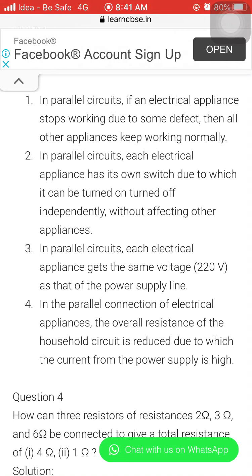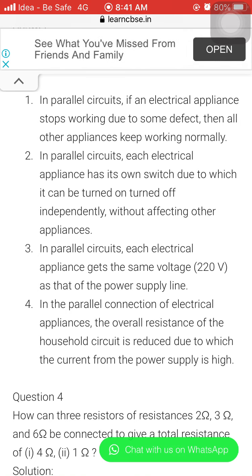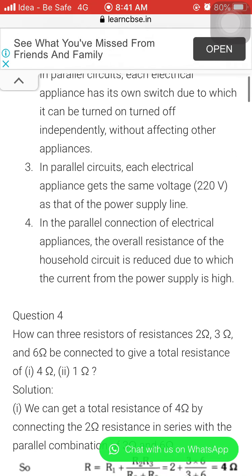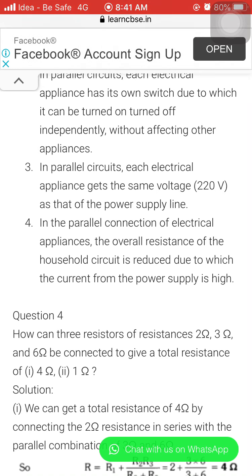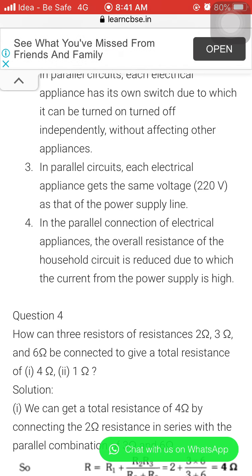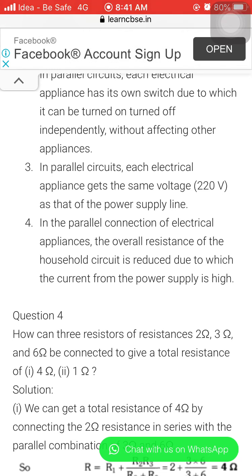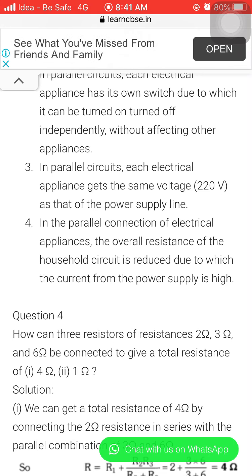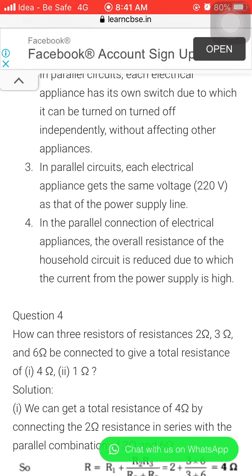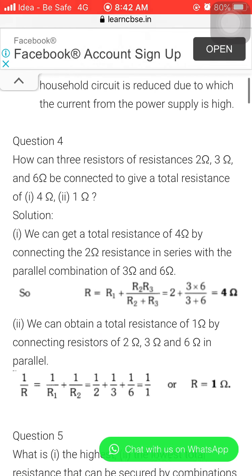So here we can control the functioning of each appliance without affecting the other appliances. Apart from this, each electrical appliance gets the same voltage as that of the power supply. The voltage does not divide, the potential difference remains the same. In the parallel connection of electrical appliances, the overall resistance of the household circuit is reduced, due to which the current from the power supply is high. So these 4 points we can write down.